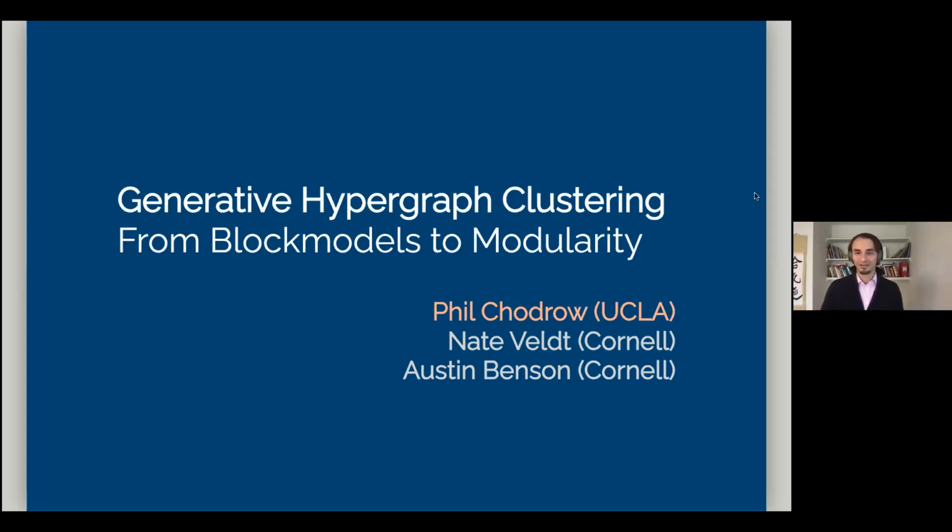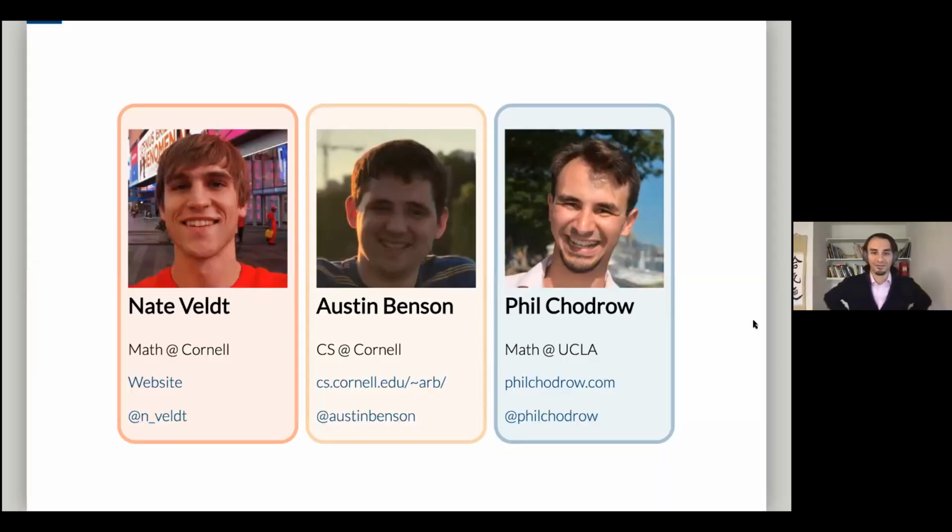The work I'm going to present today is joint with Nate Veldt and Austin Benson, both at Cornell. So here they are. Nate is in the math department at Cornell, Austin is in the computer science department at Cornell. Y'all, Nate is on the job market. So if you're on a hiring committee in computer science or applied mathematics, then Nate is awesome. 7 out of 5 stars, highly recommend him, hire this guy. So just a little shout out for him there.